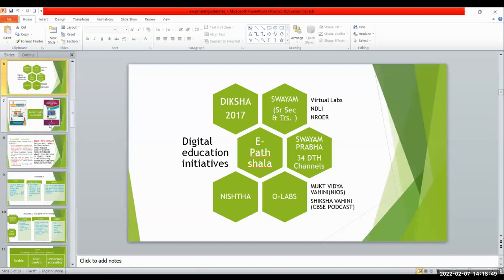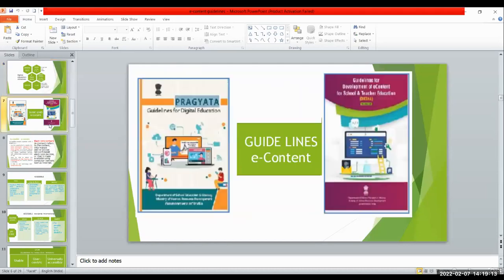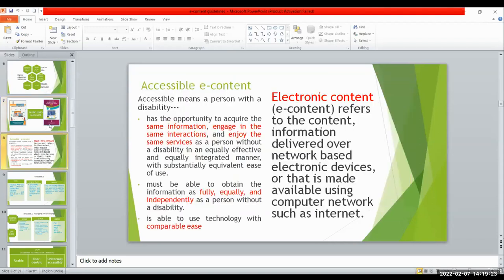And we also have virtual labs, National Digital Library initiatives, and NROER, the National Repository of Open Educational Resources. We also have ePathshala, we have 34 DTH channels, we have Nishtha, we have OLabs, and we also have Mukt Vidya Vahini run by NIOS, and Shiksha Vahini, which gives audio content and is run by CBSE. Pragyata guidelines and other guidelines for development of e-content are all available on our website.